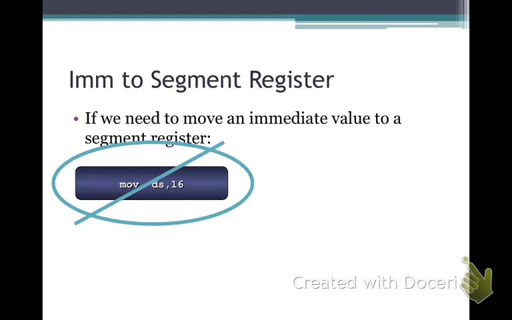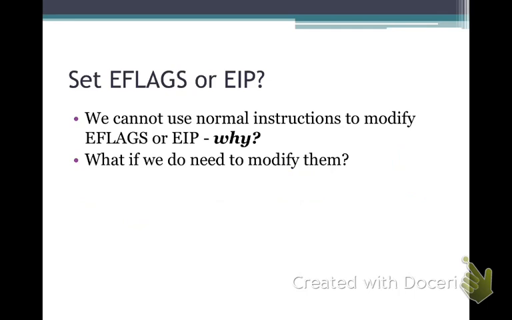However, if you really know what you're doing, and you really know you want to do that, just do it in parts. So in this case, what I would do is move 16 to AX, and then simply move AX to DS. That is legal. Okay?